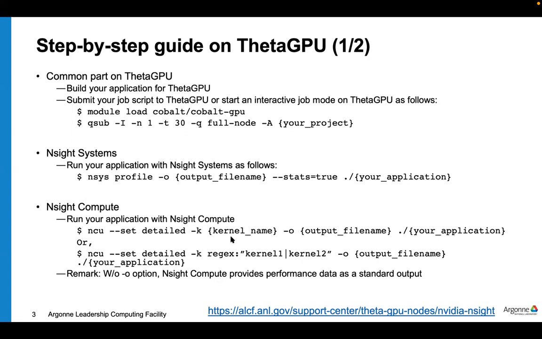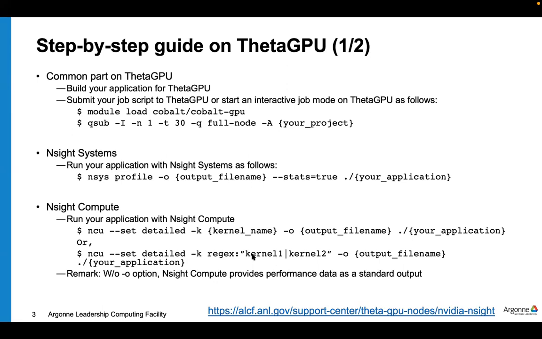But in many cases, your GPU kernel name is not really simple, and it's very long, right? In this case, I recommend you use this syntax. Instead of -k kernel name, you may use -k regex: and then you can put multiple kernel names here.